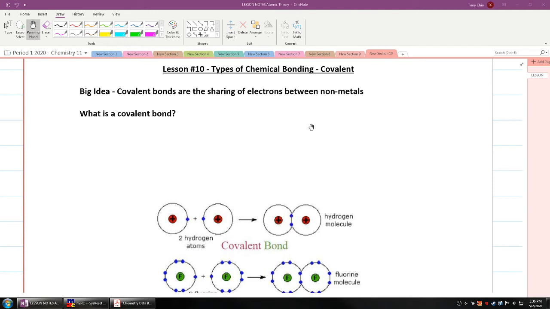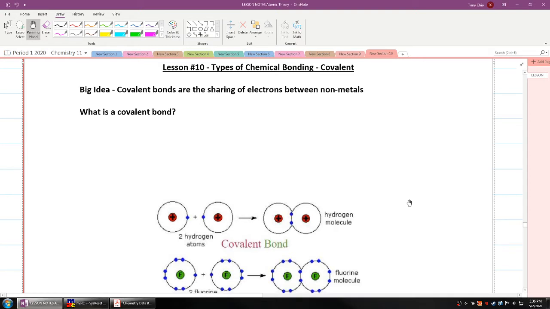In this lesson, we're going to talk about types of chemical bonding, this time covalent. Now we know covalent bonds are the sharing of electrons between non-metals. So last lesson we talked about ionic bonds, this time we're talking about covalent bonds. So what are covalent bonds?